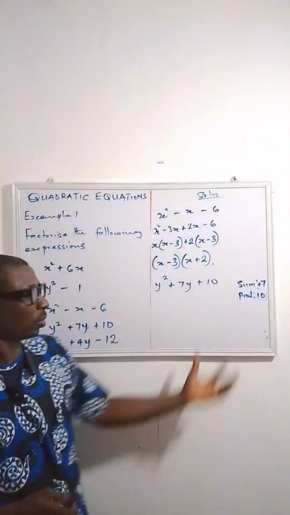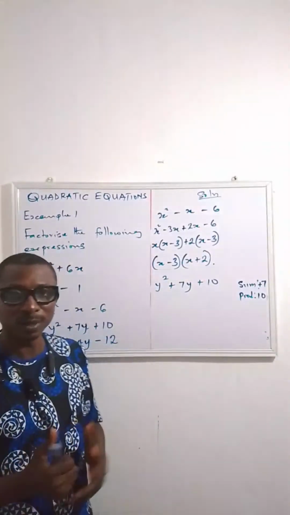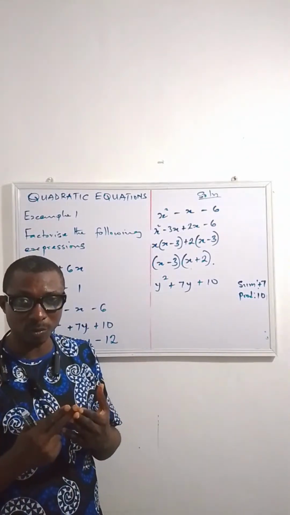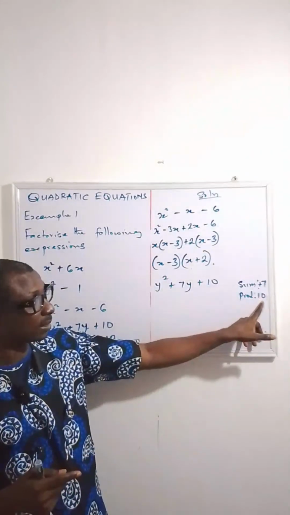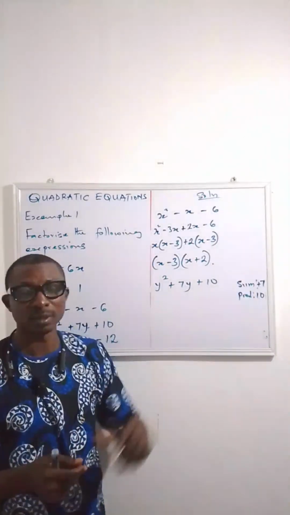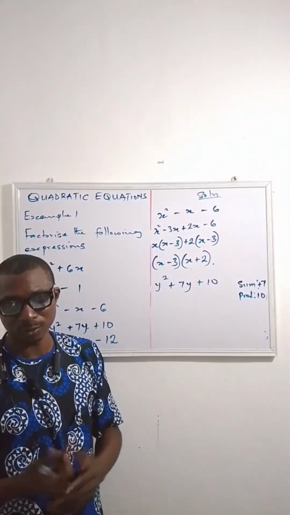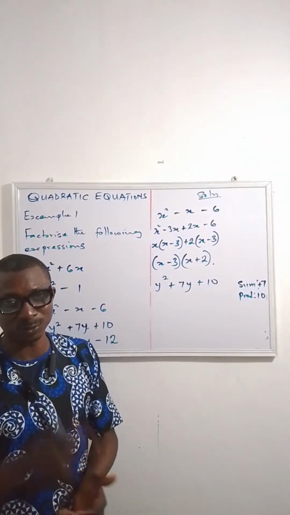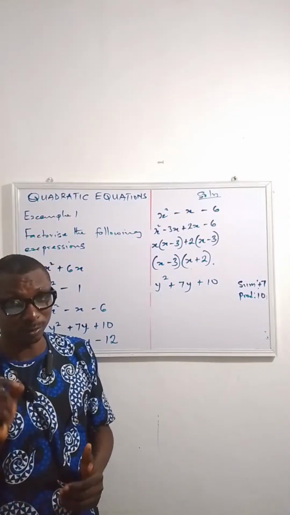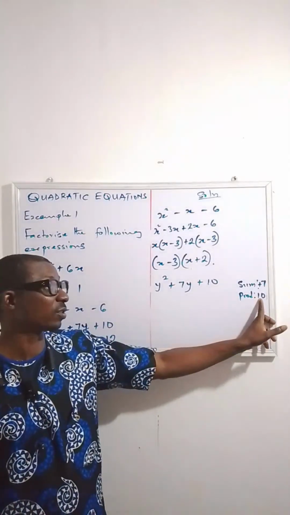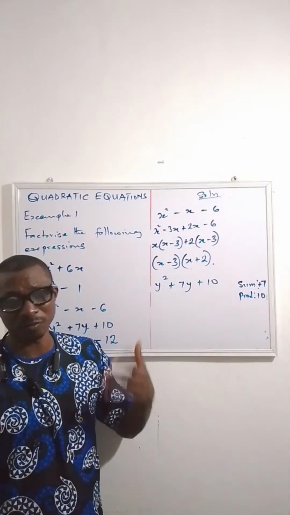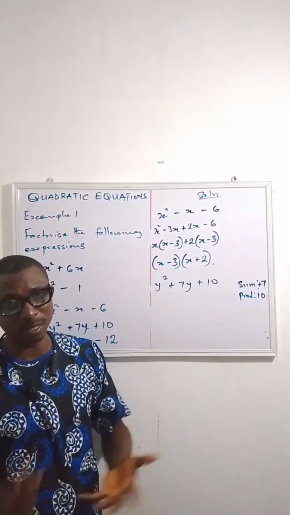Okay, so what is the next thing to do? You look for two numbers such that when you multiply the two numbers together, you have 10. And when you add the same two numbers together, you have plus 7. So can you tell me what the two numbers are? Drop that in the comment section. And don't forget what I told you. The numbers must be factors of 10. So just begin to think of factors of 10. That will help you get the numbers.